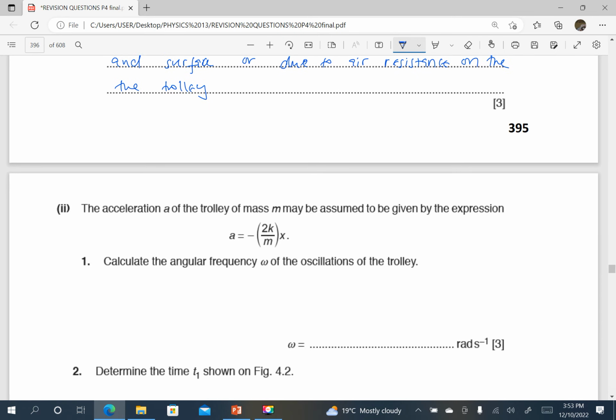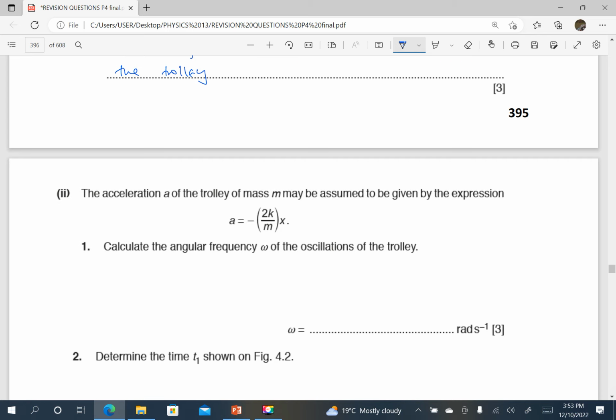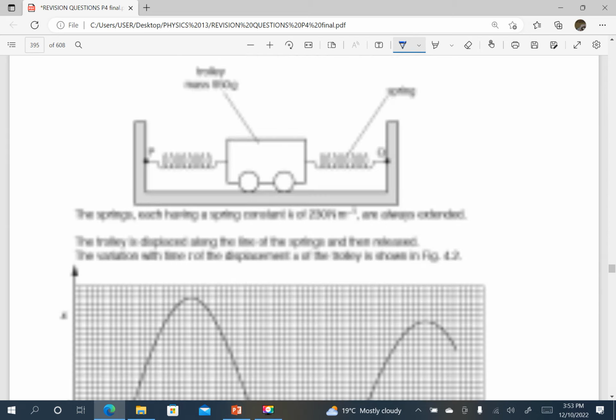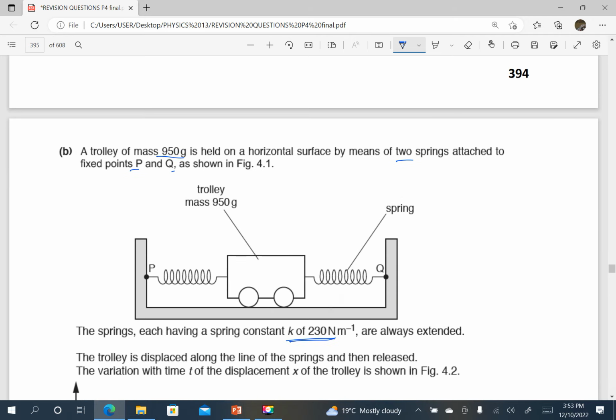Okay. The acceleration a of the trolley is given by that. Remember to compare with a equals negative omega squared x. So calculate the angular frequency omega. When you compare this and this, you notice that omega squared is equal to 2k divided by m. So just substitute. This is going to be 2 times k. I think k was 230. The mass was 950 grams.